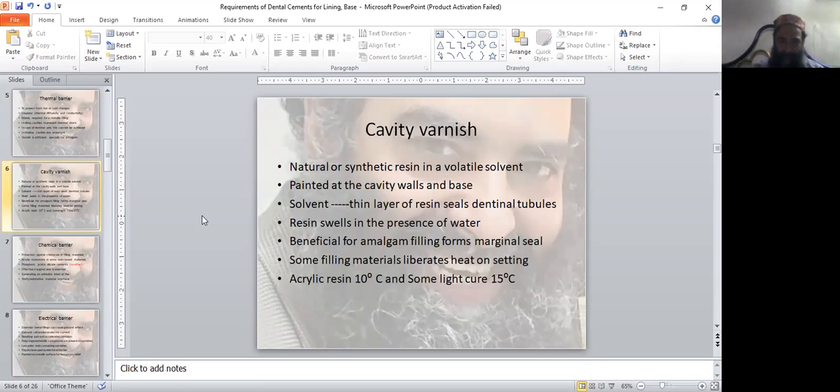Now, what is cavity varnish? Cavity varnish is natural or synthetic resin in a volatile solvent. It is painted at the cavity walls and base. Cavity walls and base I have already described. Solvent, already you people know that. What is the solvent? It produces a thin layer of resin which seals dentinal tubules.